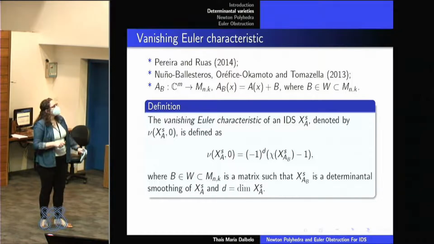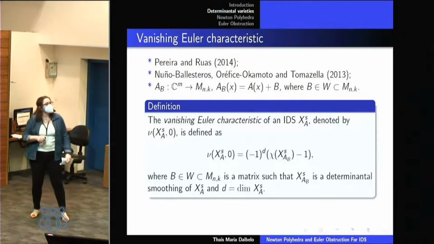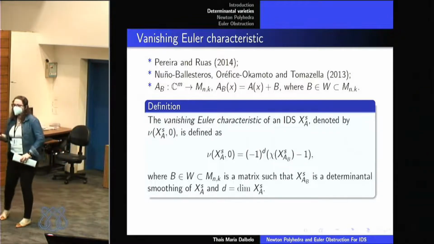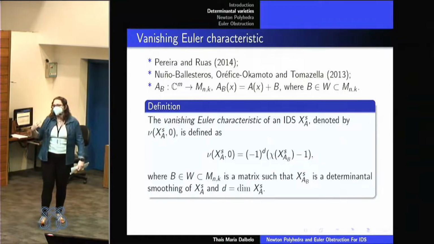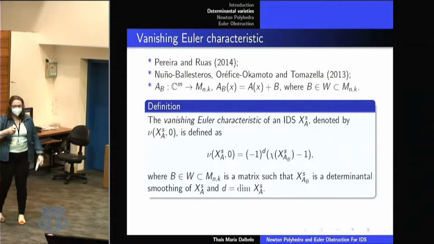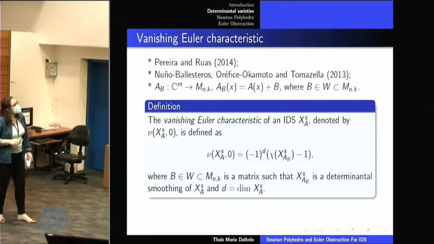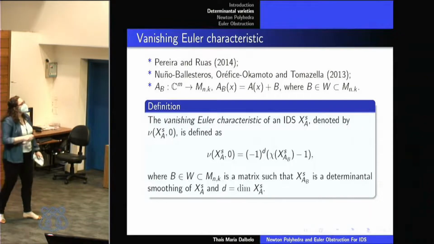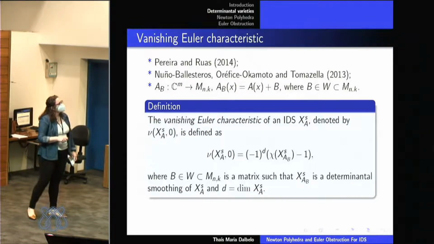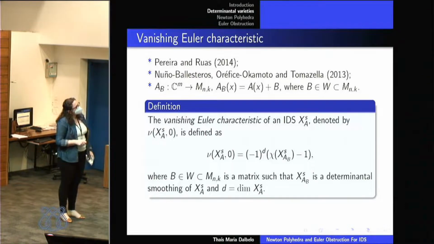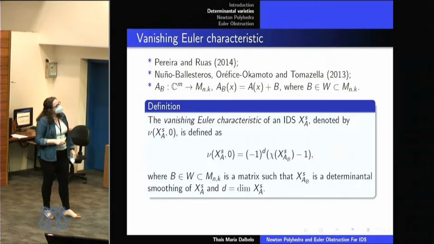And here, it doesn't depend on the constant matrix B. But the determinantal smoothing depends on the analytical structure of the variety, as we saw in the lectures last week, which Professor Gaffney called a landscape. Using this smoothing, the authors defined the vanishing Euler characteristic of an isolated determinantal singularity by using the information of the Euler characteristic of the determinantal smoothing.